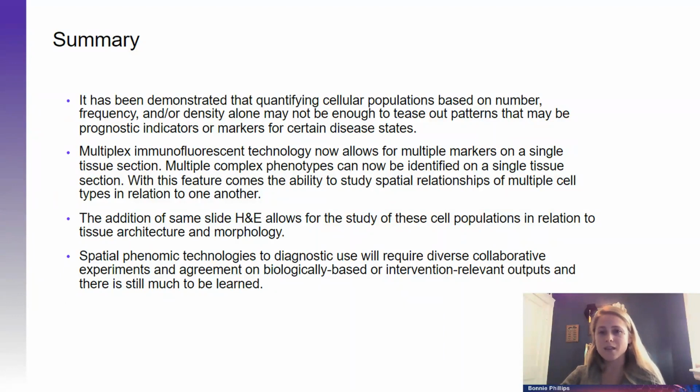So in the future, I think we still have a long way to go in understanding all of the information that is placed on a single tissue section. So I think moving forward, in order to get this to the point where it could be utilized as a diagnostic, it will require a really collaborative effort between groups and just a greater understanding of these inputs. But it's really exciting to see the technology moving forward and what's going to take place in the future.